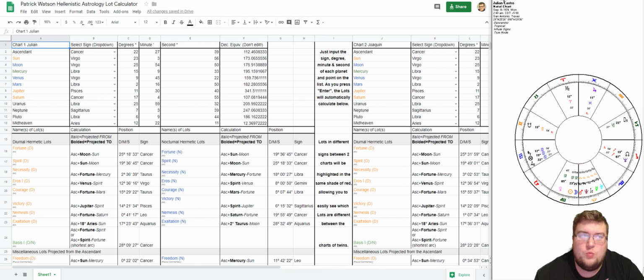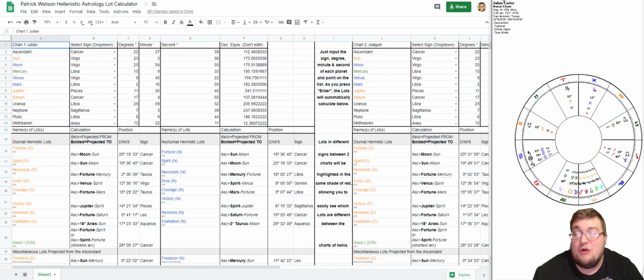Well, I think one way we can investigate the similarities between the charts of twins is to look at their lots. Lots, you may also know them as Arabic parts, are basically specific degrees which emphasize certain topics. And you can use these lots with the procedure of Zodiacal Releasing in order to see how a given topic evolves and develops and increases and decreases in importance at different points of someone's life.